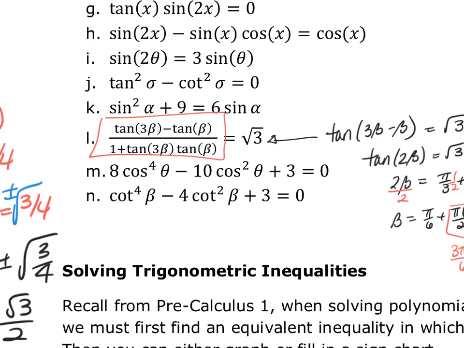On J, I have tangent squared and cotangent squared, so you choose which one you like the best. And you're going to write one as the other. So on J, if you like tangent best, then you're going to write this as the tangent squared sigma minus 1 over the tangent squared sigma is equal to 0. Then what do you think I'm going to do at that point? Multiply everything by what? Tangent squared.